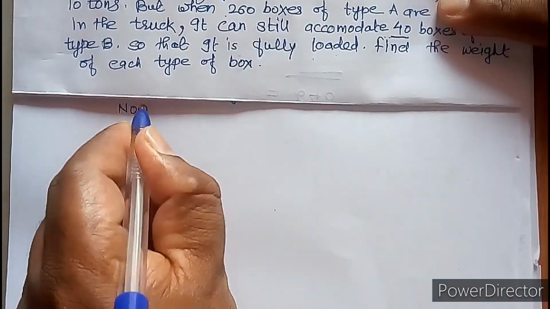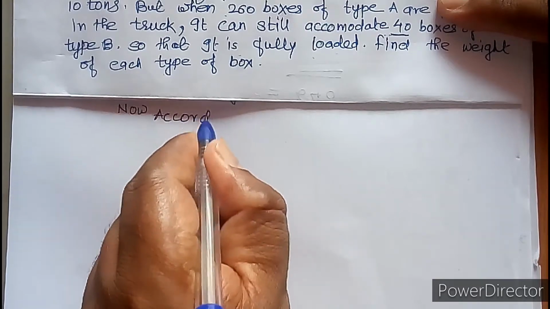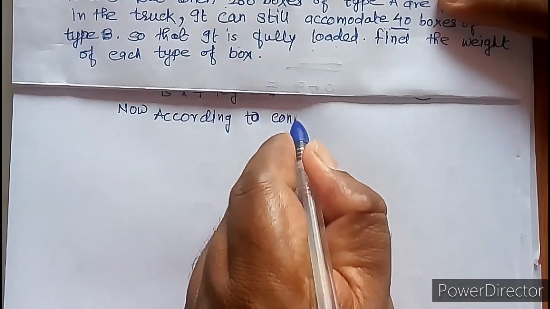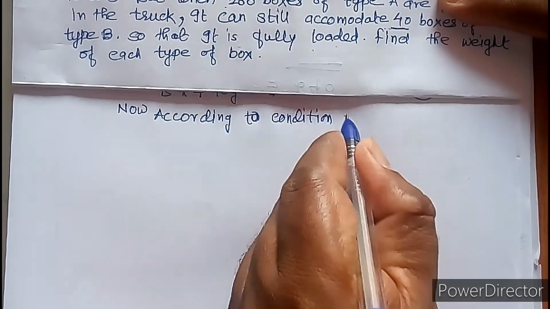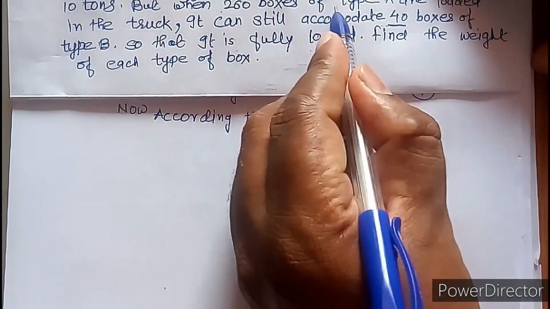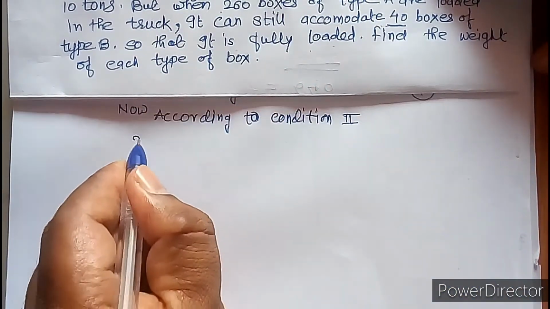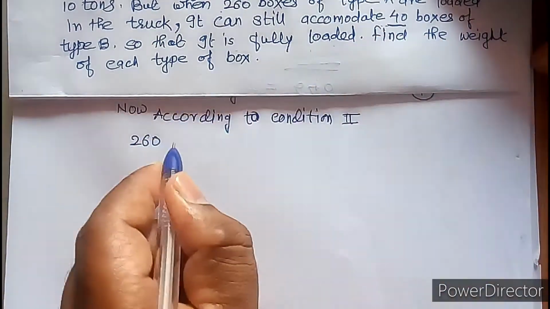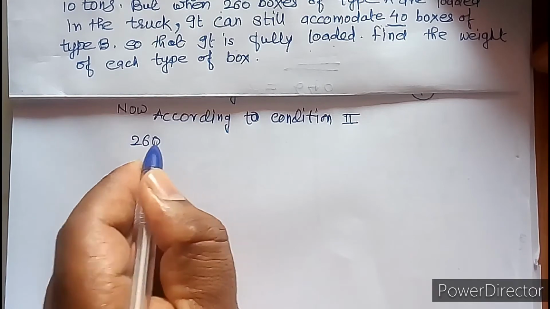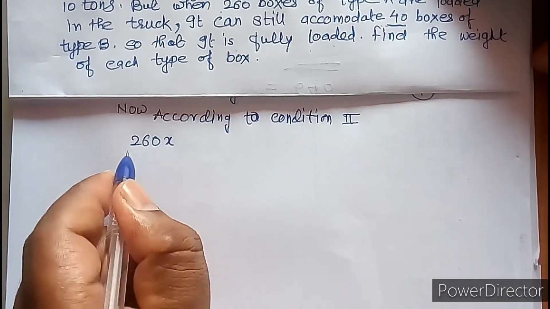Now according to condition 2, here condition 2 is that when 260 boxes of type A, similarly it will be 260 into type A boxes. For each box the weight of an A box is x, therefore it will be multiplied with 260, it will become 260x.